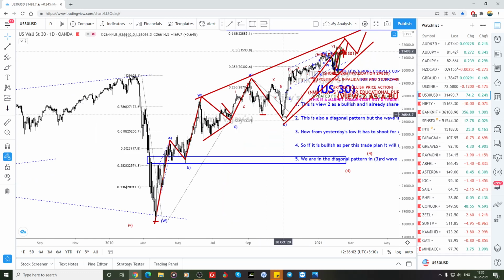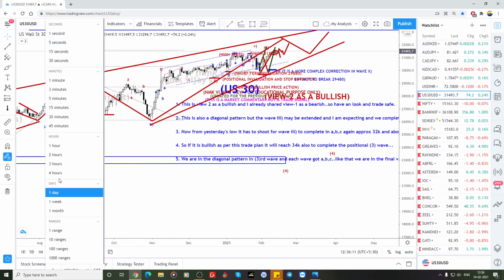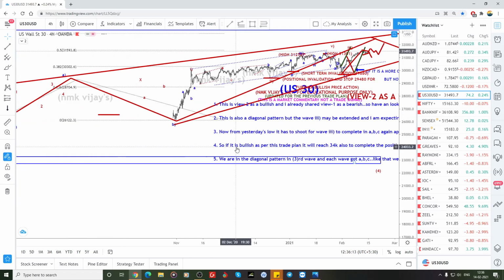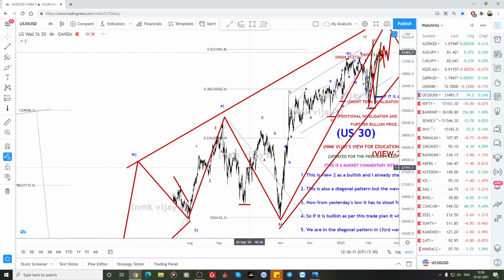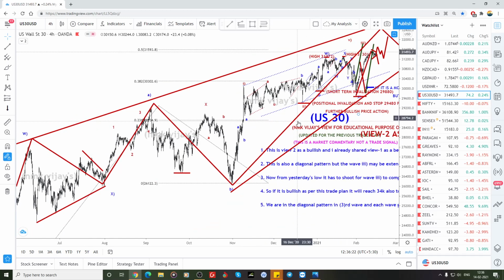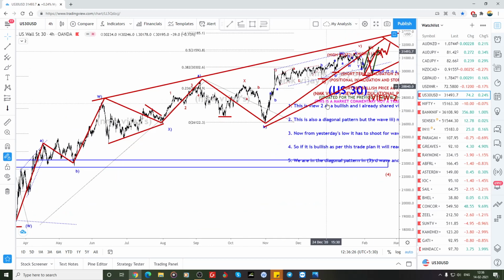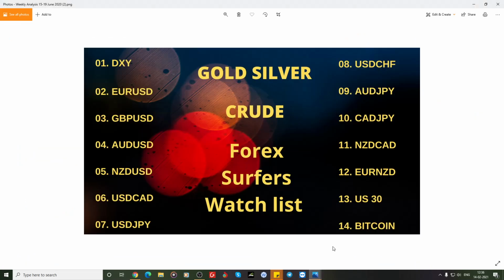So 1, 2, so we are on the third. So keep watching only on the bullish side. But if it breaks this 24, we need to be very, very careful. This is the positional invalidation. Then I don't have any alternative idea. As of now, it's going well. So just stick to this, and I will inform you if I get anything. And let's see what will be next.